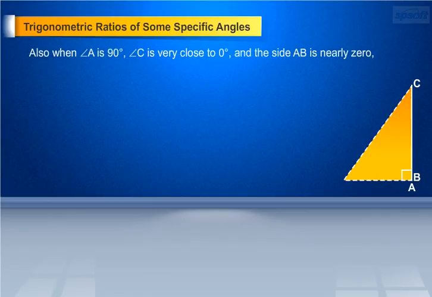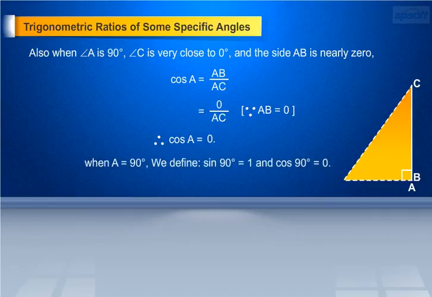Also when angle A is 90 degrees, angle C is very close to 0 degrees, and the side AB is nearly 0. Cos A equals AB by AC, since cos theta equals adjacent side by hypotenuse. This is equal to 0 by AC, since AB equals 0. This is equal to 0. Therefore cos A equals 0. When A equals 90 degrees, we define sin 90 degree equals 1 and cos 90 degree equals 0.